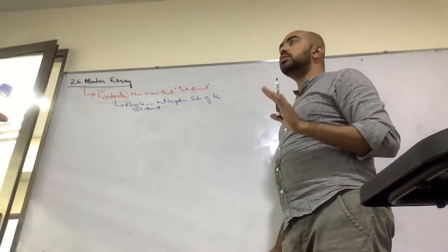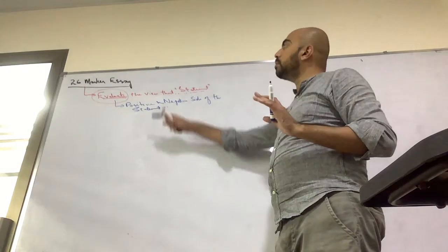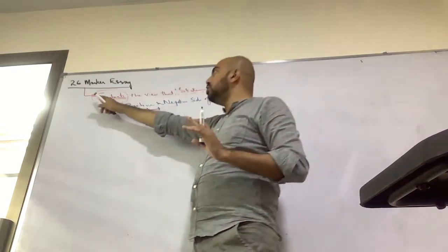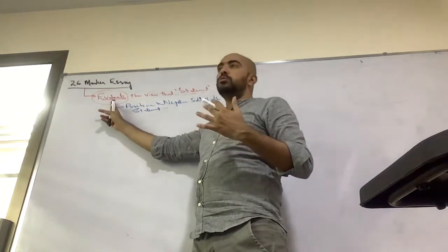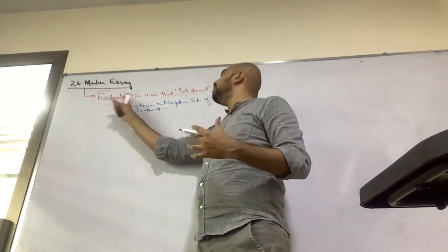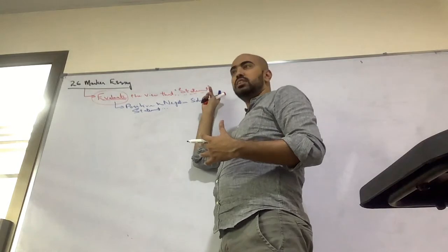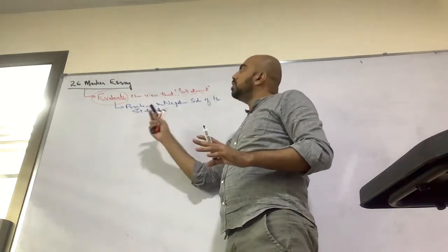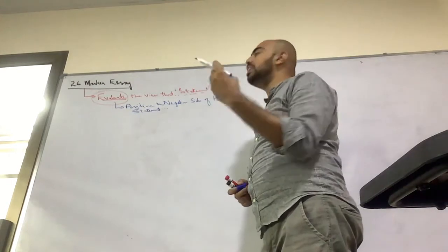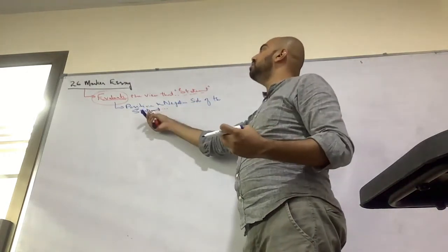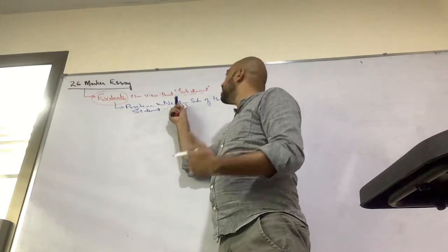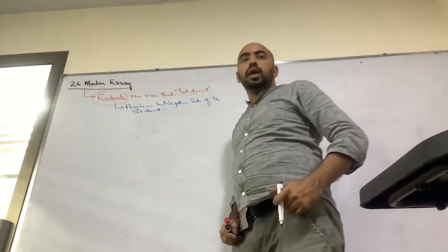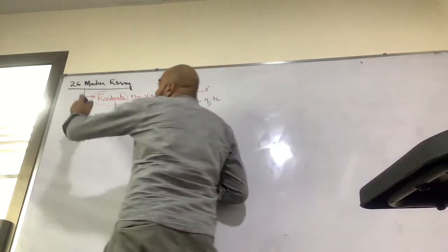What we are discussing is how to write a 26 marker essay. First, we need to talk about the question. The question will be like this: evaluate the view that, and there is a statement. First, we need to understand the meaning of evaluate. It means you need to analyze the positive and negative side of the statement. Any confusion here? Okay, if we move forward.